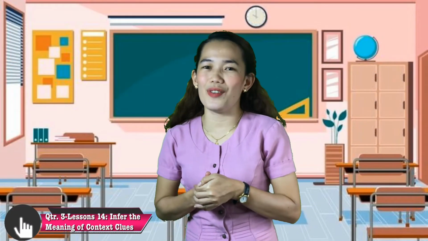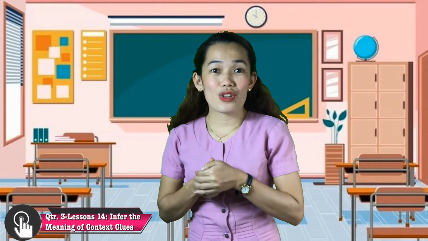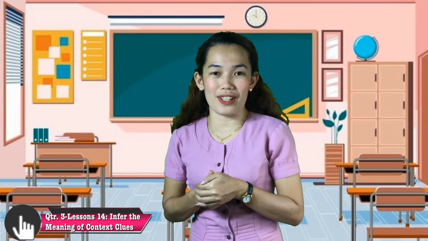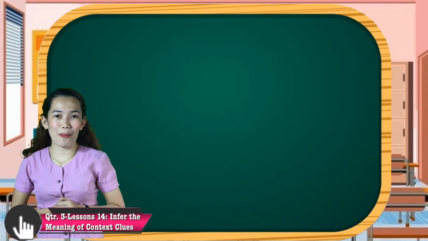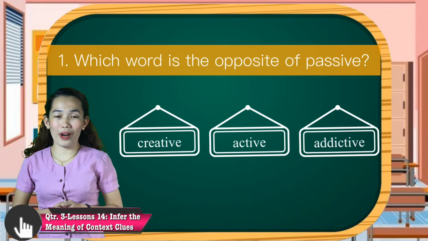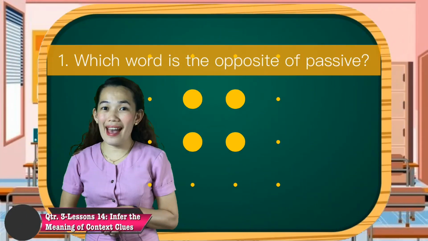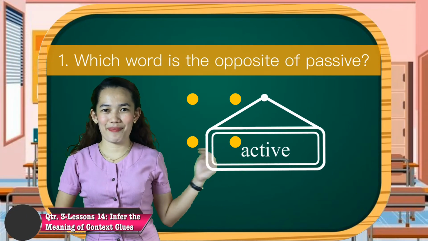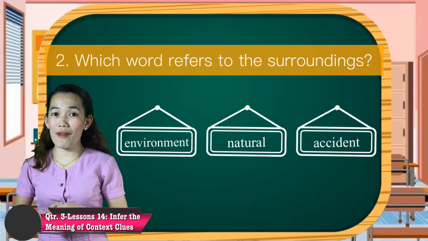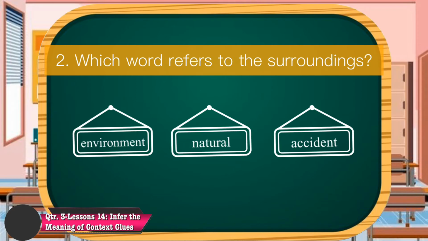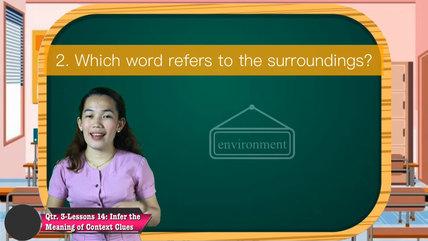Let's try another simple activity. Just read each question attentively and choose your correct answer. Question number 1. Which word is the opposite of passive? The answer is active. Which word refers to the surroundings? The answer is environment.